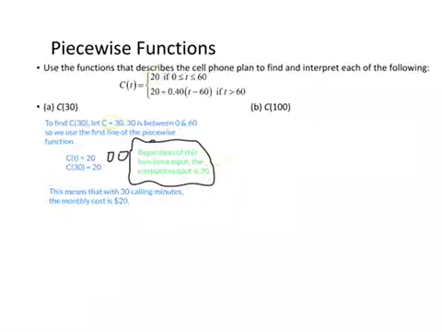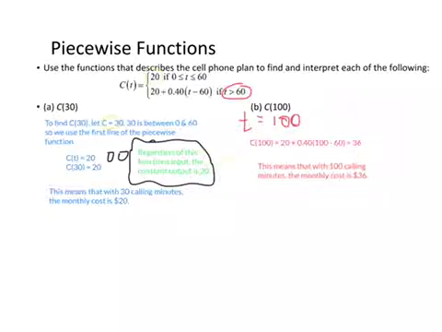Moving on to b, c of 100. Remember, if I'm finding c of 100, then that means t equals 100. And because 100 is bigger than 60, I'm going to replace the t in the second equation of our piecewise function with 100. When I replace the t with 100, we get a cost of $36. This means that with 100 calling minutes, the monthly cost is $36.